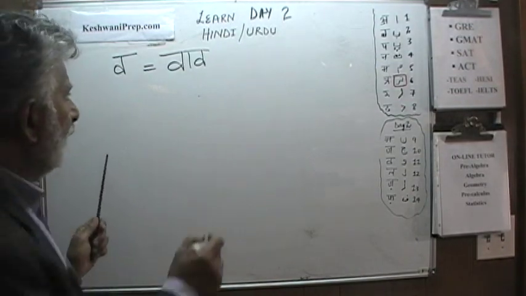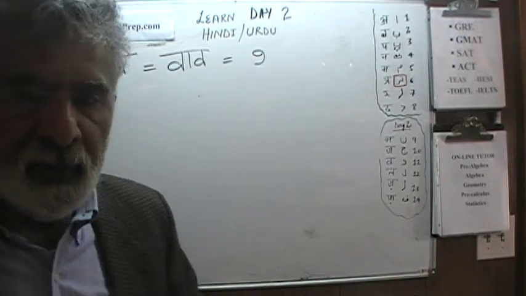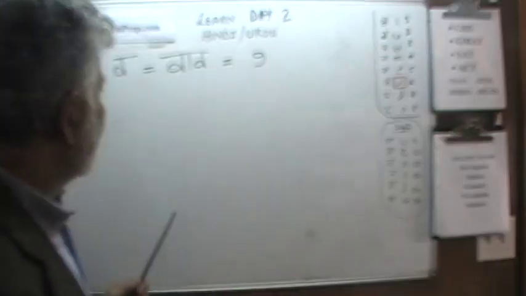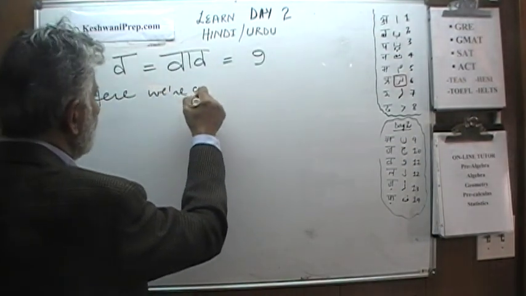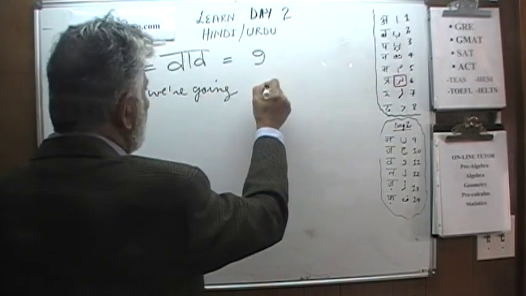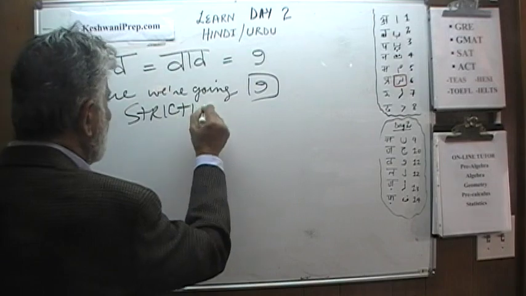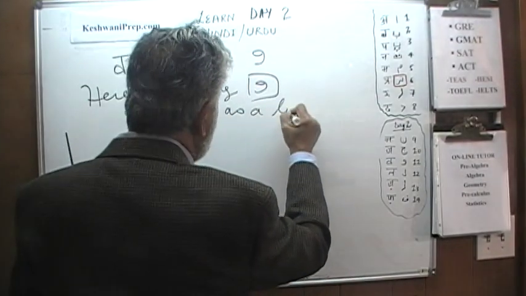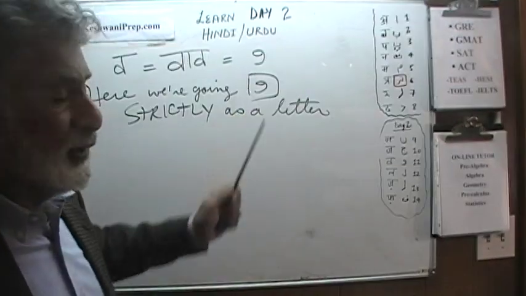Wow, it's called wow, and it looks something like this. Before we go any further, let me make you understand that here we are going to use wow strictly as a letter. And what do we mean by that, strictly as a letter? Because the same letter wow is going to reappear. It's going to come back on the stage a little bit down the road when we learn some matra.